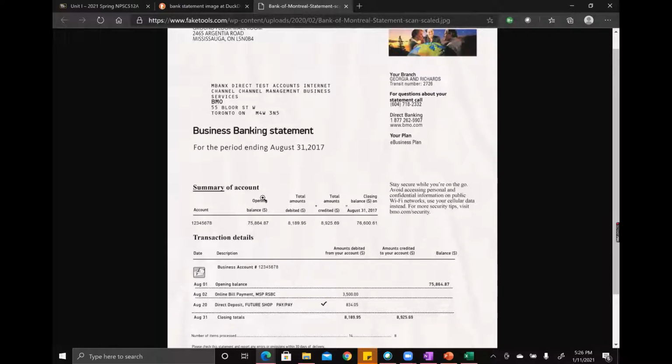On the bank statement you're going to have an opening balance, a total amount of debits and credits, and a closing balance. Opening balance means how much money was in the bank account at the beginning of a financial period. This is for the period ending August 31, 2017, so they probably started on August 1st. Actually, down here we can see opening balance August 1st. This person had $75,864.87 in the bank. And the total amounts debited and credited mean how much money went into and out of the account throughout the financial period.